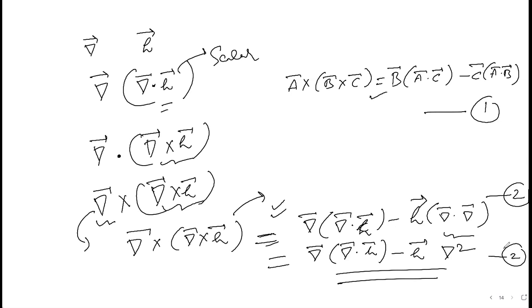Do you notice anything here? For example, let's look at equation 1. What will A cross B cross C be? What will B cross C be? Will this be a vector quantity or a scalar quantity? Vector quantity. B cross C will be a vector. And when you multiply a vector quantity with a vector quantity in a cross product, what will that amount to? A vector quantity.